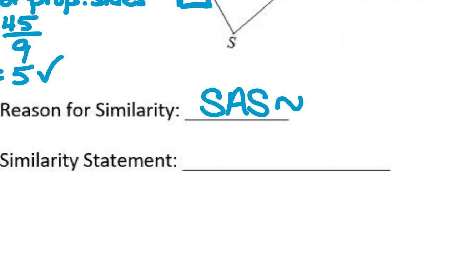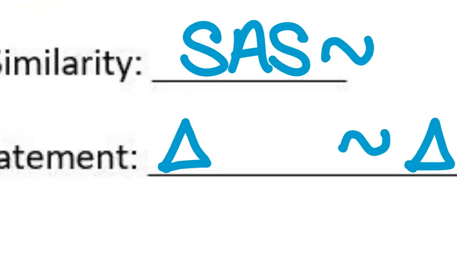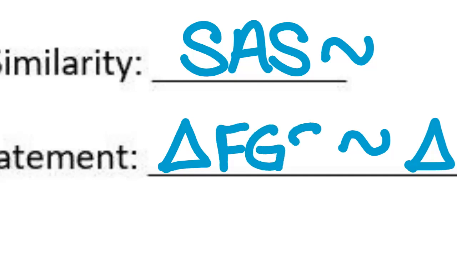All right, now we need to write our similarity statement. So triangle something is similar to triangle something else. The way we name the first triangle doesn't matter what order you put the letters in. What do you guys want to name the first triangle? FGE is what I heard, so let's go with it. Any order for that first triangle.